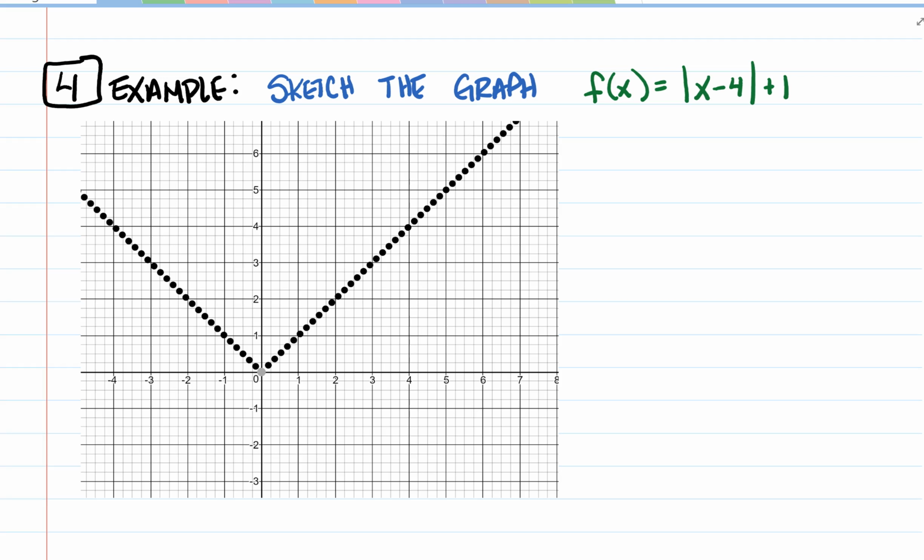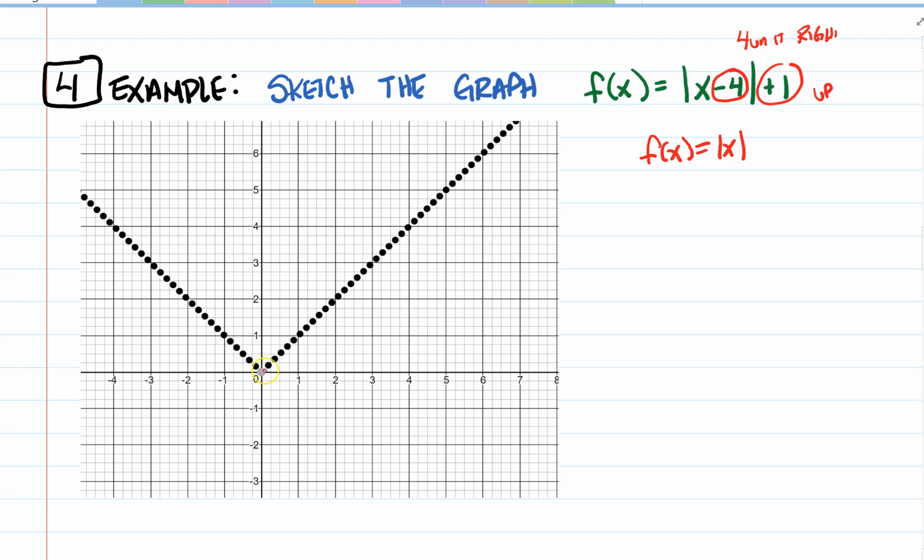And our goal is to be able to sketch the function absolute value of x minus 4, plus 1. So the first thing that we have to realize is that we're going to begin with the parent function, f of x equals the absolute value of x. And I've already graphed that for you over here on the left in the black dotted picture right here. That's the absolute value of x. Then we want to make sure that we understand that if I have a minus 4 on the inside, that's going to be 4 units to the right. All right, and then this plus 1 is going to be 1 unit up.